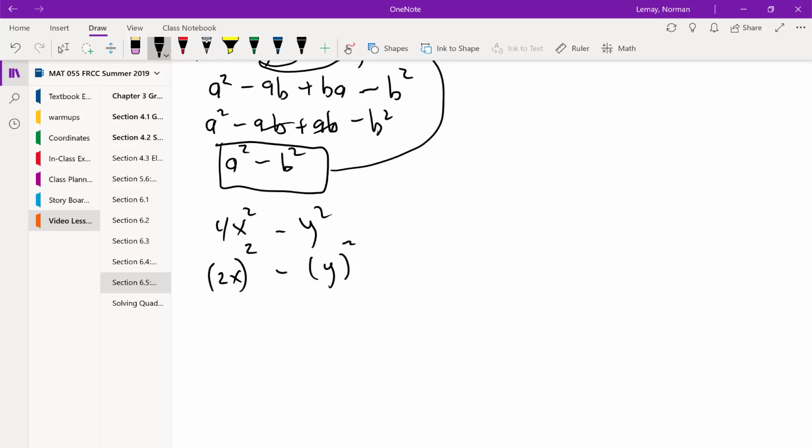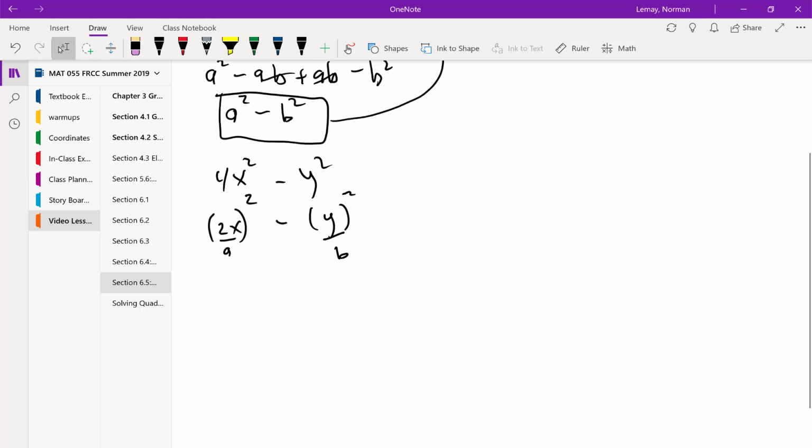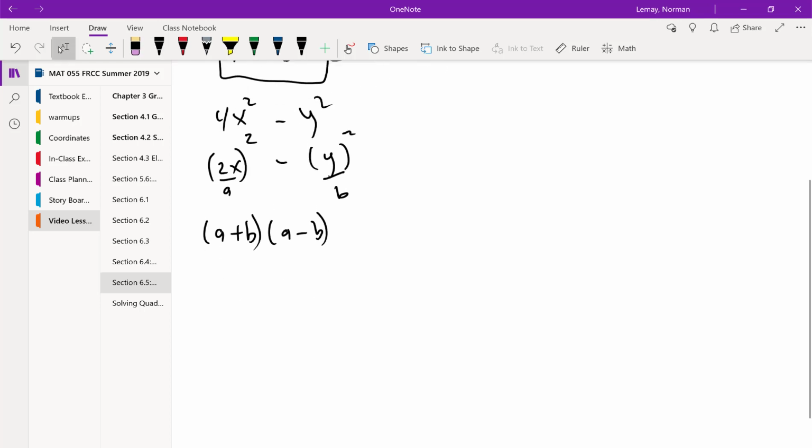Since I can write this, 2x is what we're calling A, and y is what we're calling B. Let's recall that we now have to put this in the form A plus B, A minus B, or, if it floats your boat, A minus B times A plus B. So the idea is pattern matching: A is 2x and B is y, and then we're done. You can FOIL this out: 2x times 2x is 4x squared, and then we get a minus 2xy plus a 2xy. Those cancel out, and we get our minus y squared. So we end up with what we started with.